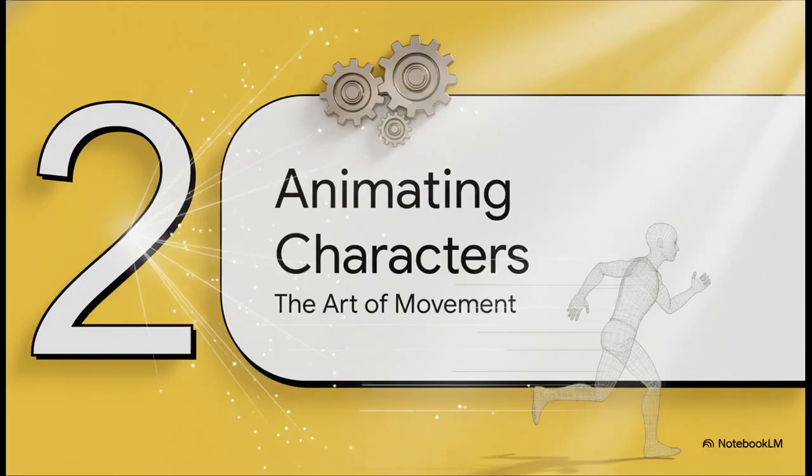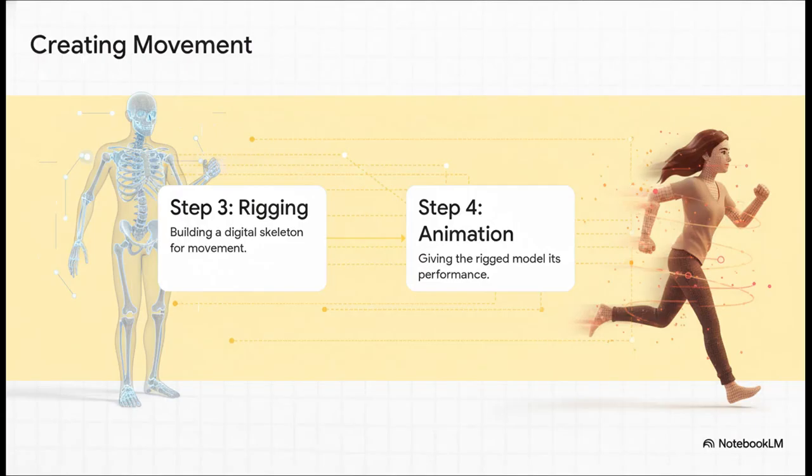Okay, so we've got this awesome-looking model. It's textured, it looks real, but it's basically a digital statue. It can't move. So how do we bring it to life? Well, this next stage is where the magic of animation really happens. To get our character moving, there are two absolutely essential steps: rigging and then the actual animation. These two go hand in hand to turn that static model into something that feels like it's living and breathing.